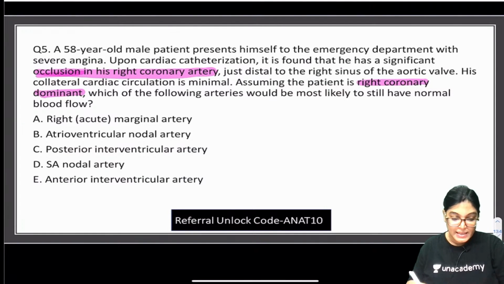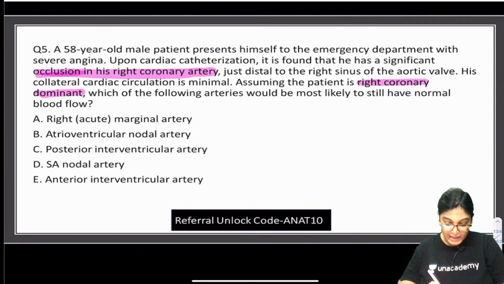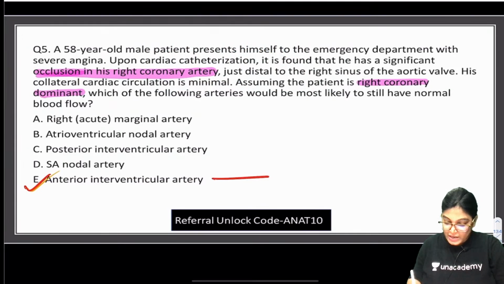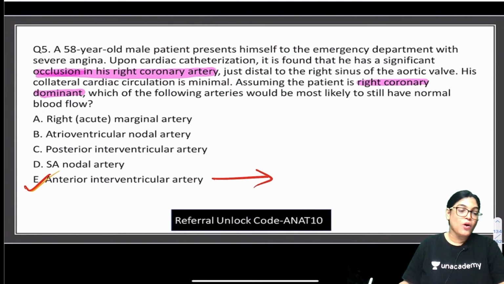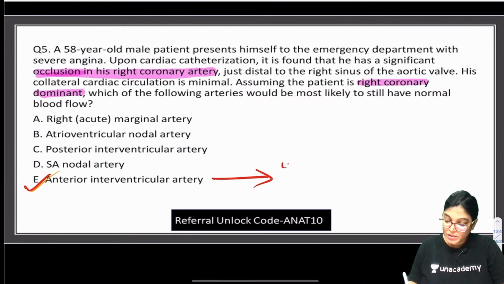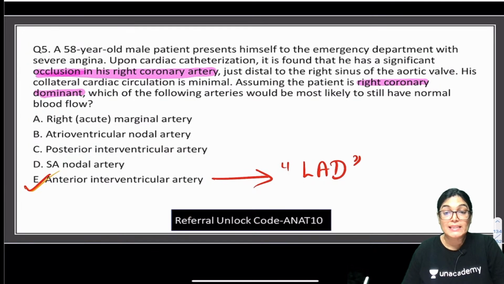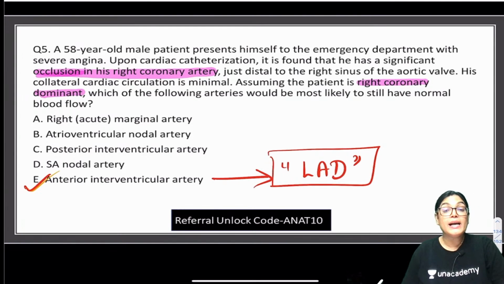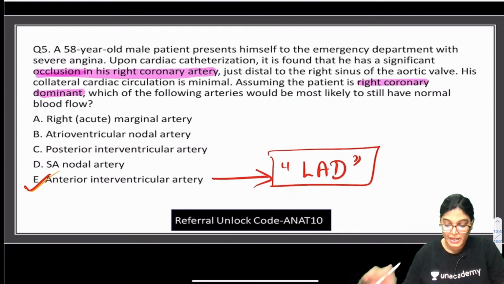The correct answer is, my dear friends, what is the correct answer? Anterior interventricular artery. And why is the anterior interventricular artery correct? A very direct MCQ. All of you can tell me what is the other name of the anterior interventricular artery. It is also called LAD, the left anterior descending artery. It's the branch of which artery? Can anybody tell me?